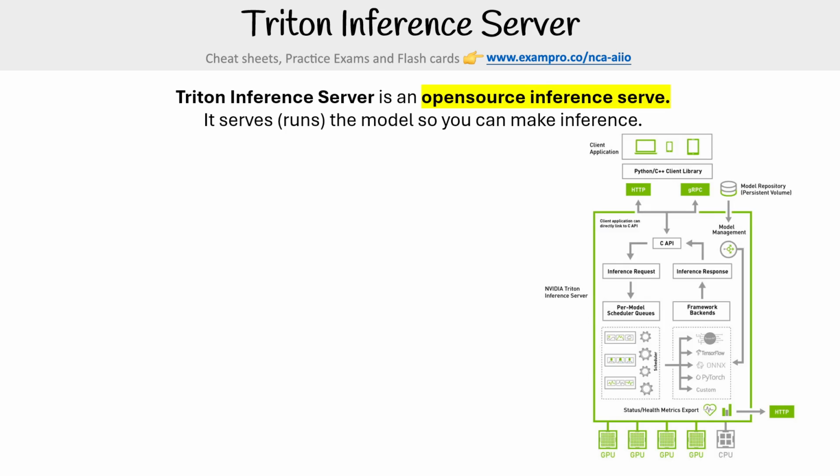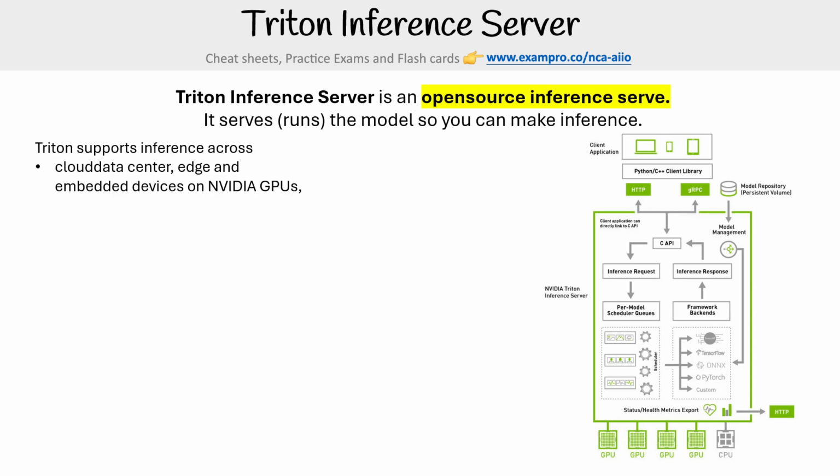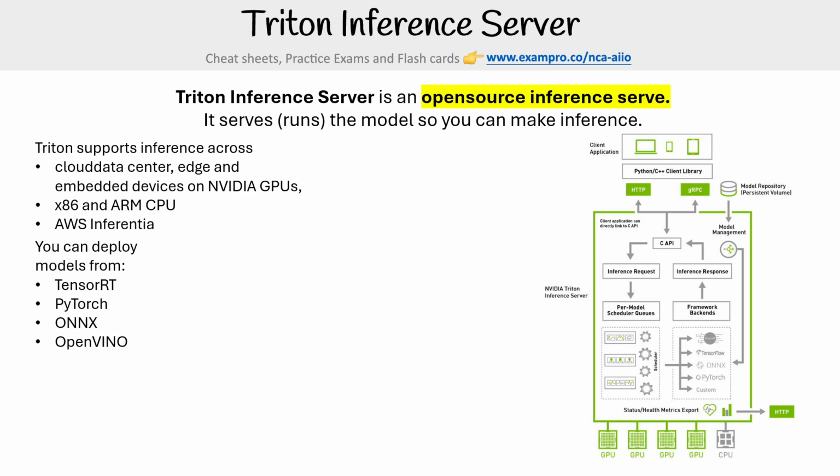So we have that nice big diagram on the right-hand side where it says NVIDIA Triton Inference Server, and it has parts in it, but let's go take a look here. Triton supports inference across cloud, data center, edge, and embedded devices that are running NVIDIA GPUs. It works for x86 and ARM CPU, so technically my computer should be able to do it. AWS Inferentia, which I believe is AWS's own silicon for AI acceleration. You can deploy the model using TensorRT, PyTorch, ONNX, OpenVINO, Python, RAPIDS FIL, and more.